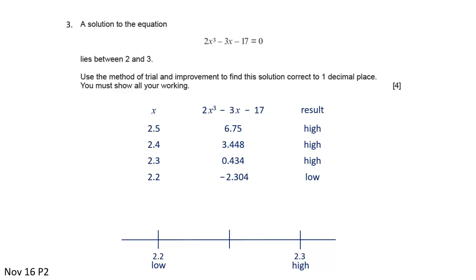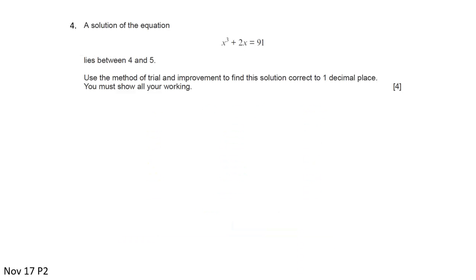We don't know whether we're going to go down to 2.2 or up to 2.3, but we'll try bang in the middle, 2.25. That gives minus 0.96875, so that's too low. So if the middle's too low, we go up to 2.3. Excellent. So let's try the last one.